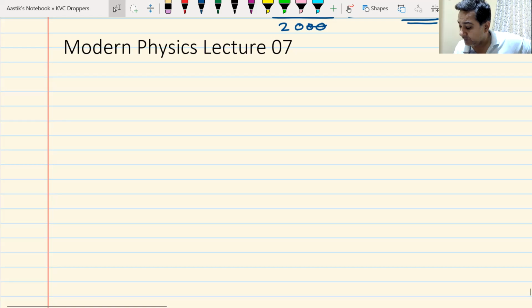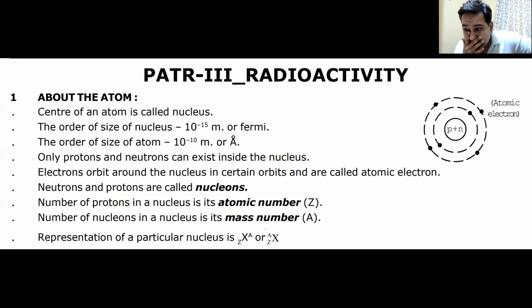And from where do we start? What is the first heading? You all already know it, right? You have definitely seen it from the sheet. What is the first heading? Size of nucleus. Yes, the first heading is definitely radioactivity. I hope you understand the meaning of radioactivity.